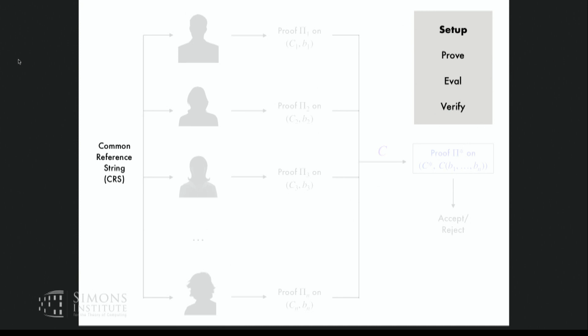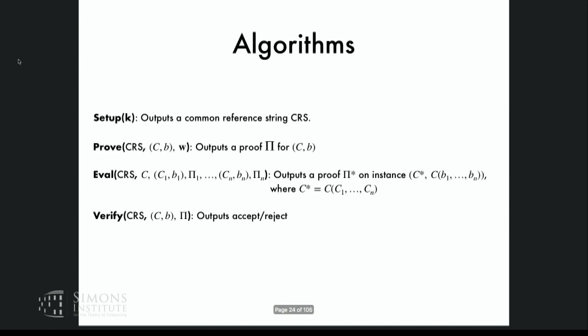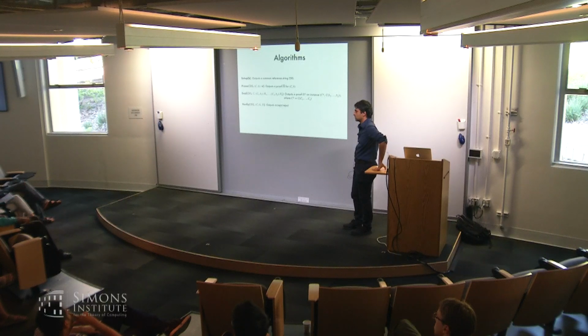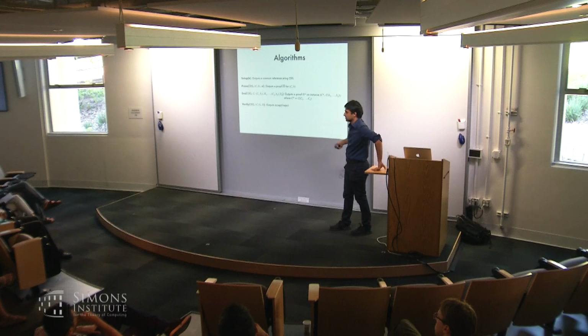Let me describe how these algorithms are evaluated. The verifier algorithm only gets C and the final output B. I mean, this is an instance.